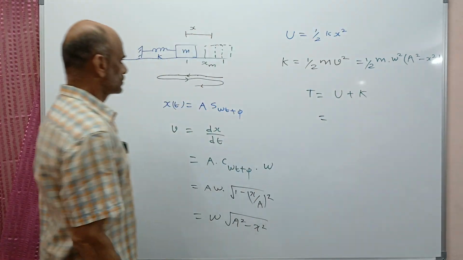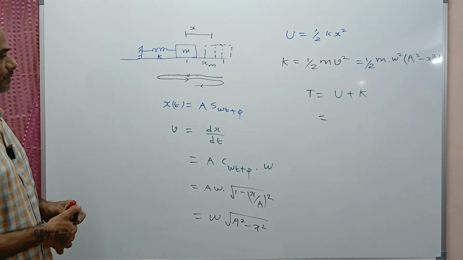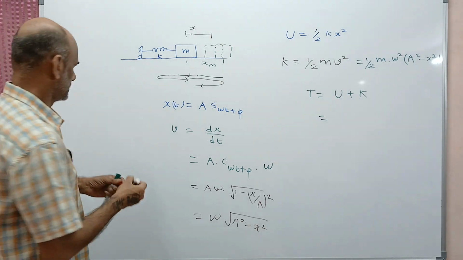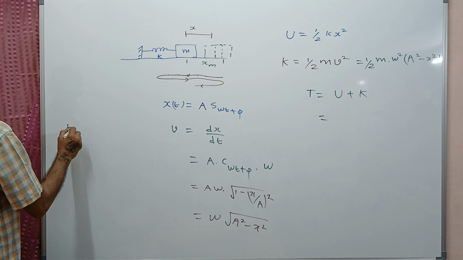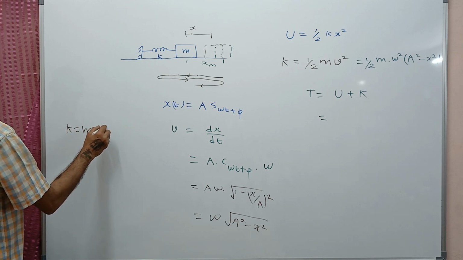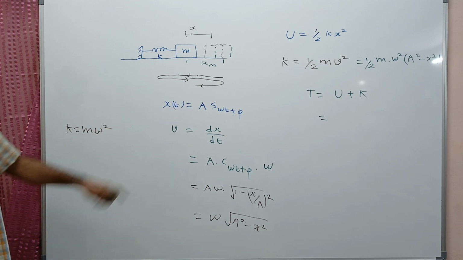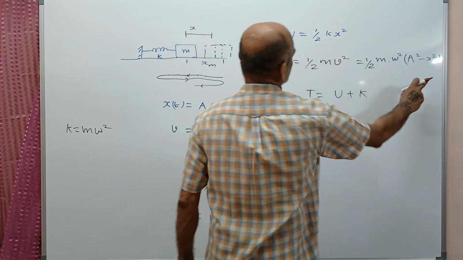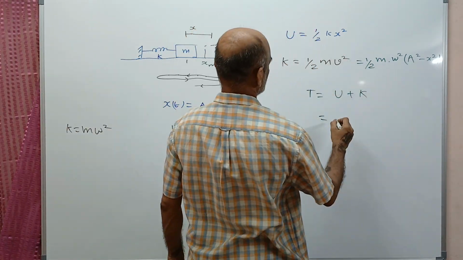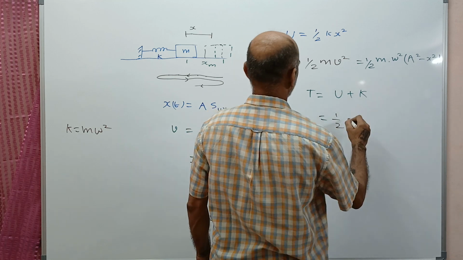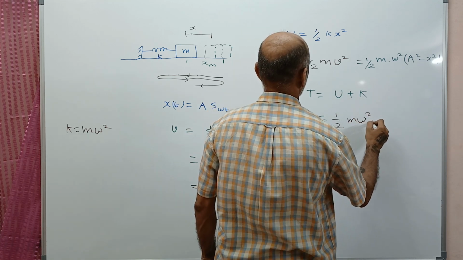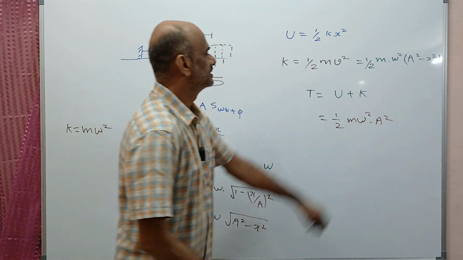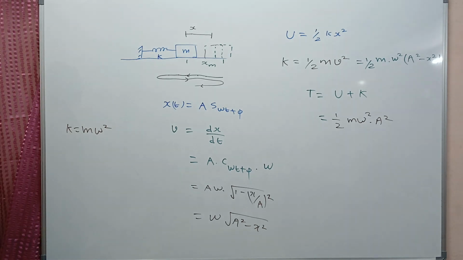So we add these two, and also for simple harmonic motion, this condition is there that k equals m omega square. This should be satisfied. What will the motion be in SHM? So k and m omega square are the same. If I add these two, this term will cancel, so the potential will become half m omega square a square, which is a constant. It's not dependent on x or time. So total energy is constant.